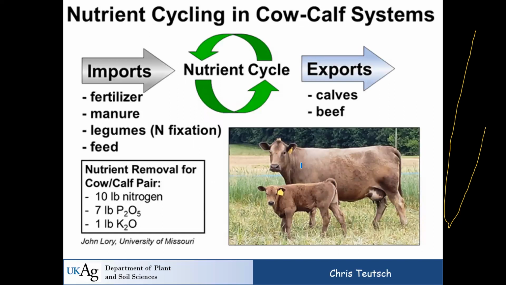This is something that John Laurie put together and Chris Teutsch gave to me. It's a dynamic model showing imported nutrients (fertilizer, manure, legumes, feed) coming in and cycling within the environment of your operation. You export out calves and beef, but the fact that you're only exporting calves, and some beef, some older cows, means that the nutrient removal per year for a cow-calf pair is only about 10 pounds of N, 7 pounds P2O5, and 1 pound K2O. It's not like corn, or even at all like your hay production environments, which are used to keep feeding these animals during the winter months.